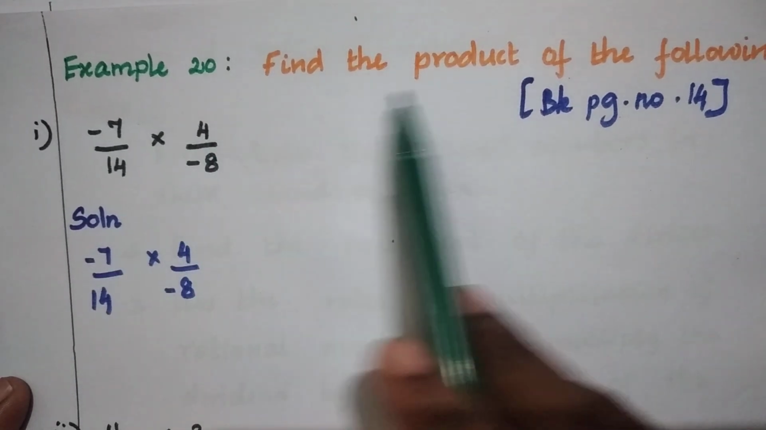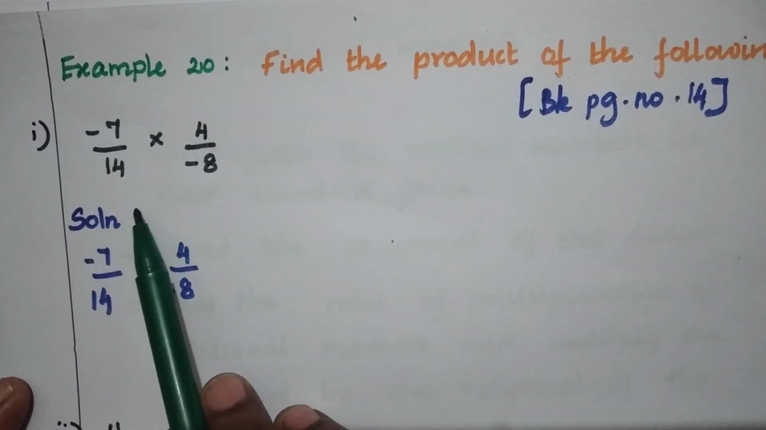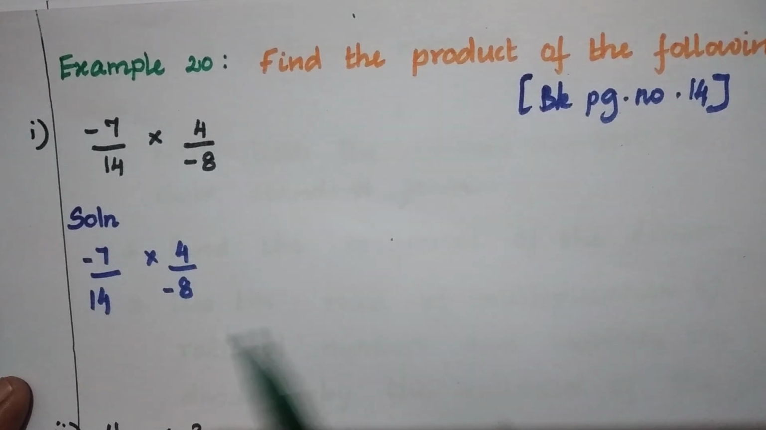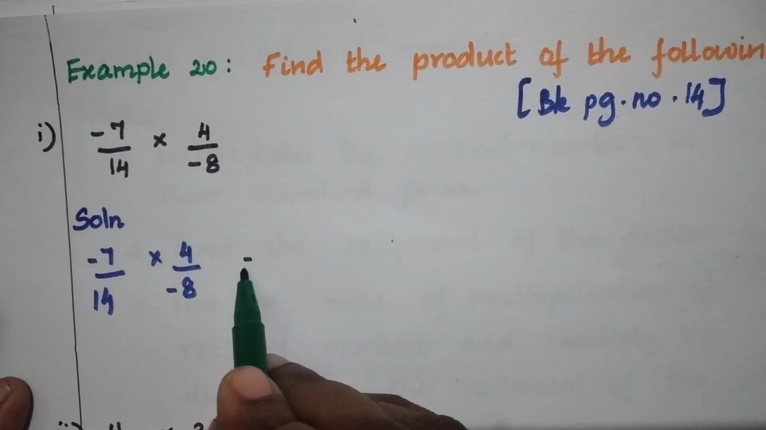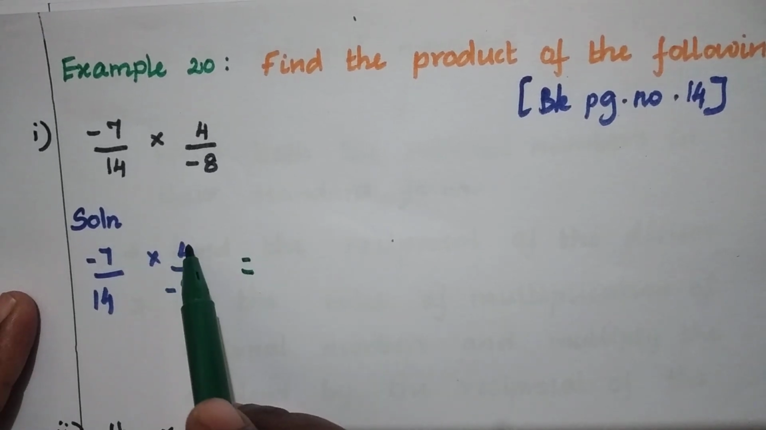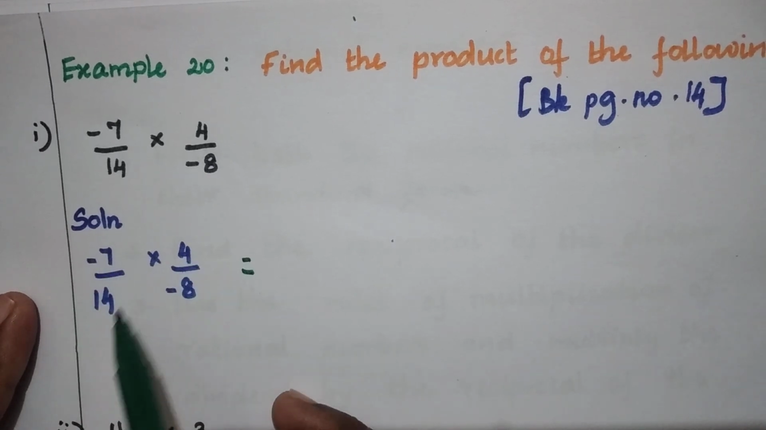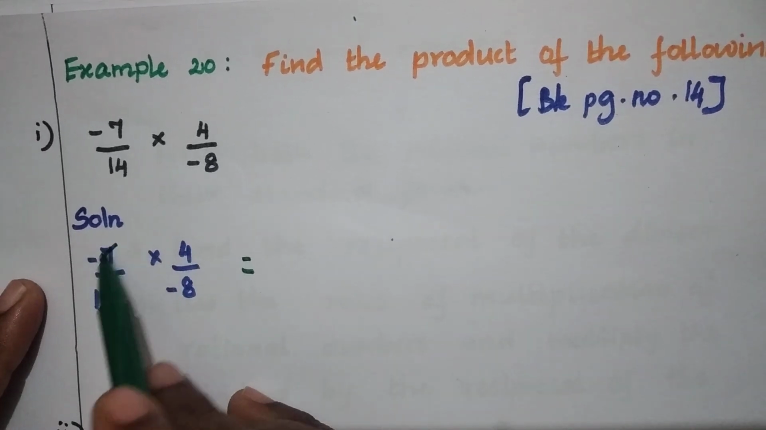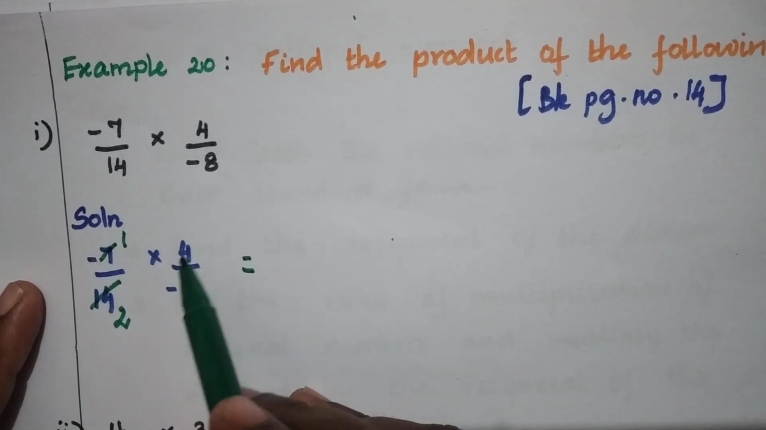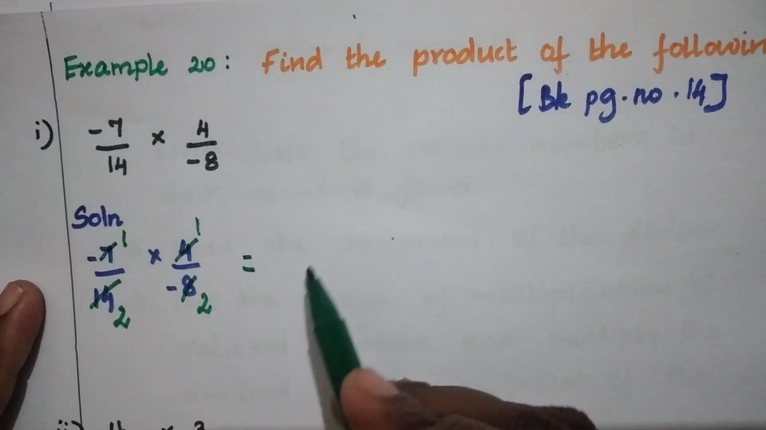Example 20. Find the product of the following. Minus 7 by 14 into 4 by minus 8. So we can simplify this one by here itself. This is another method of solving this one. We can cancel this 2 by 7 tables. 1 7 is 7 and 2 7s are 14. Here 1 4 is 4, 2 4s are 8.